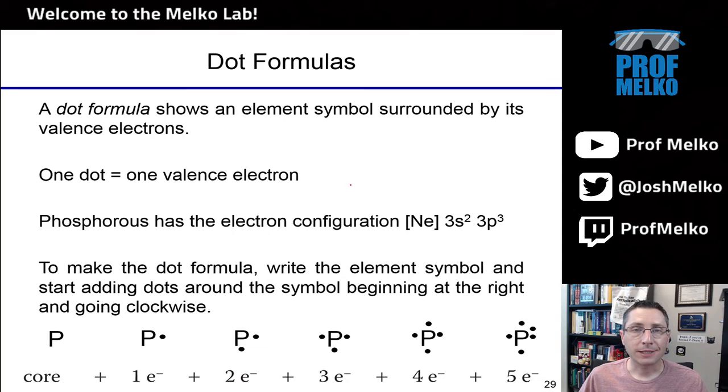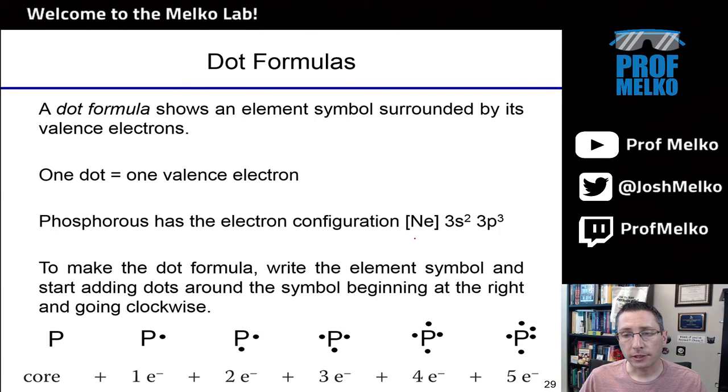Now, one way we symbolize this number of valence electrons that is useful for drawing chemical structures is something called the dot formula. And we'll work more on this later in the semester, but we want to introduce it now while we're talking about valence counts. The dot formula shows an element symbol surrounded by its valence electrons, where one dot is one electron. So we're going to symbolize electrons with dots.